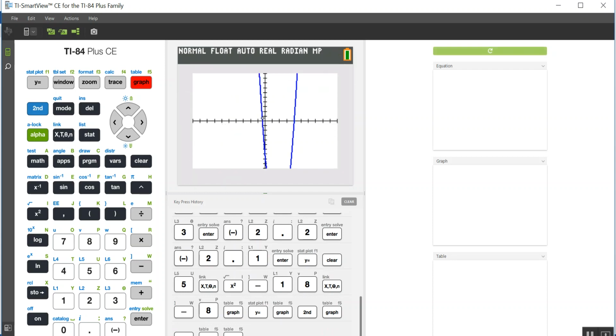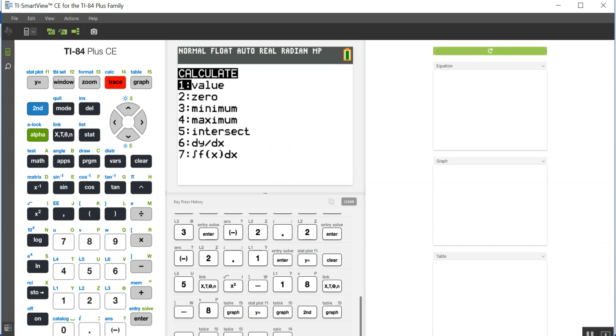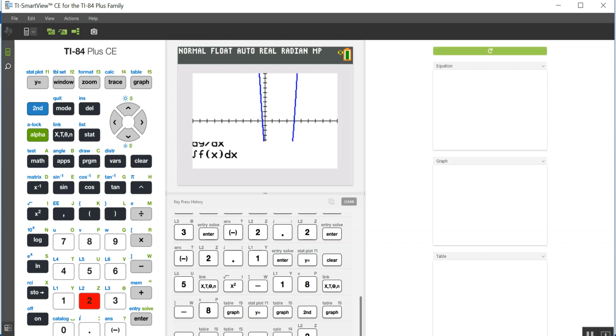So I'm going for this point right here. I can actually use something in the calculate menu here. So I'm going to do second, trace, and you'll see that 0 is one of my options. So I'm going to select 0. And then you'll see here it's asking me for my left bound. So I want to put my blinky cursor somewhere to the left of this 0, which is actually going to be somewhere up here above the x-axis. So I'm going to move my cursor. There we go, that'll work.